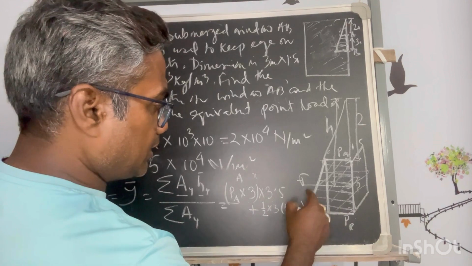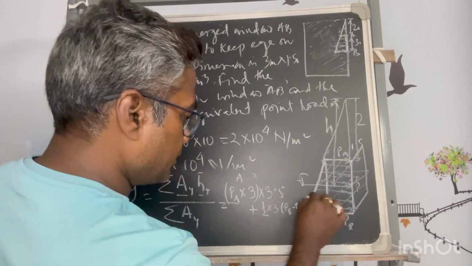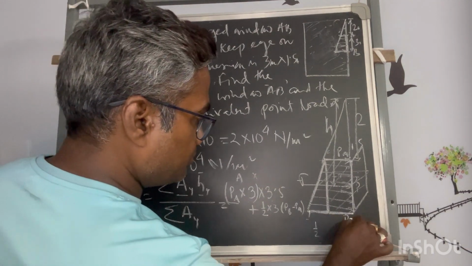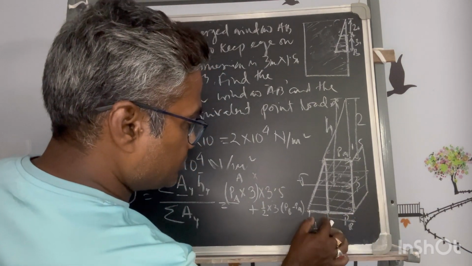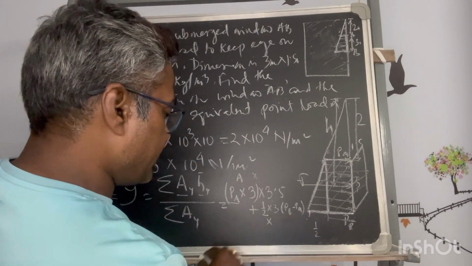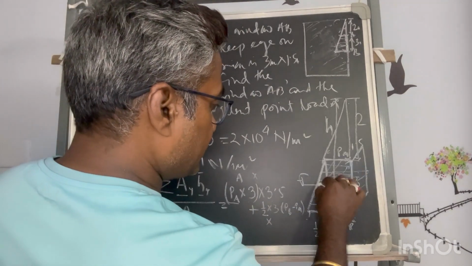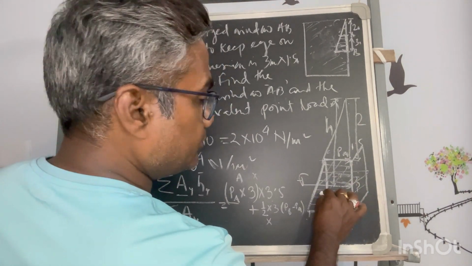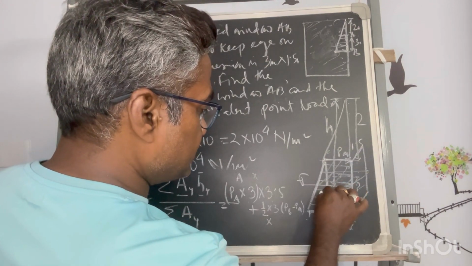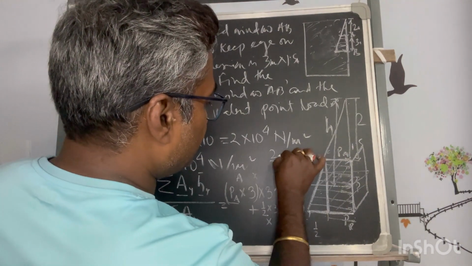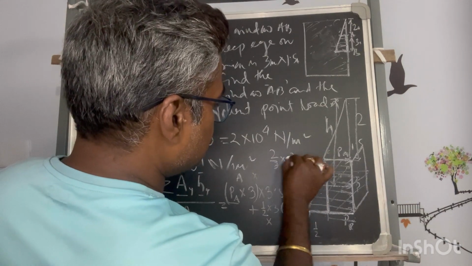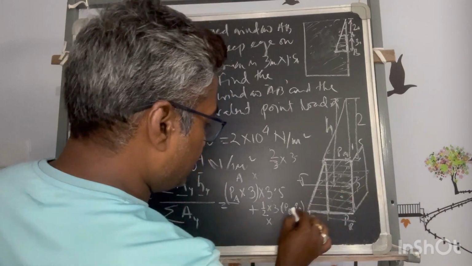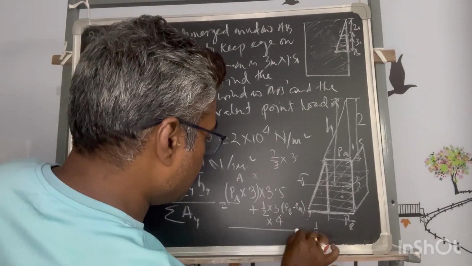For the triangle it is half base into altitude, meaning PA. This part's height is PB minus PA. This total is PB, this part is PA, so this part is PB minus PA. This is over area into this CG. For any triangle, the CG is acting at 2/3 from the vertex. So 2/3 of what? 3. So that means it is 2. So this is 2, 2 plus 2. It will be 4.